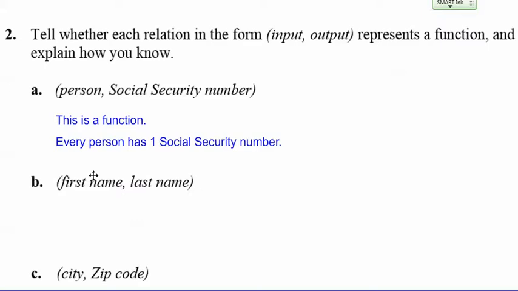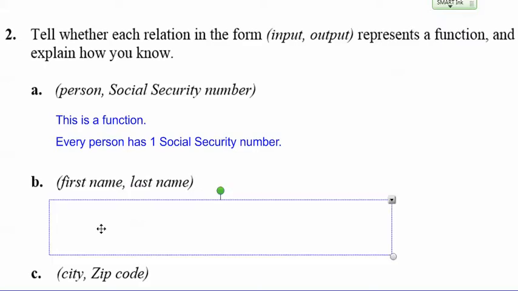My wife and I could have the same social security number. Well, we can't, but even if we did have the same social security number, that wouldn't make this not a function. Because again, it's about the fact that we both have one social security number. It does not matter if two people share the same social security number. So it has nothing to do with the fact that they're different.